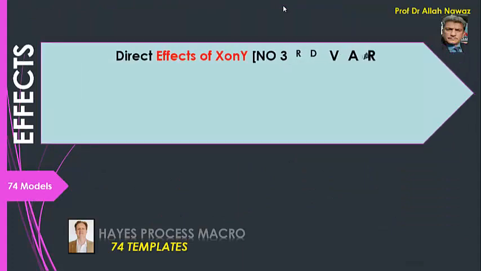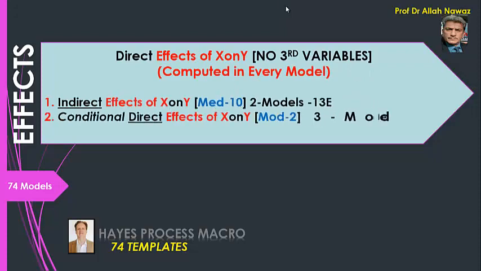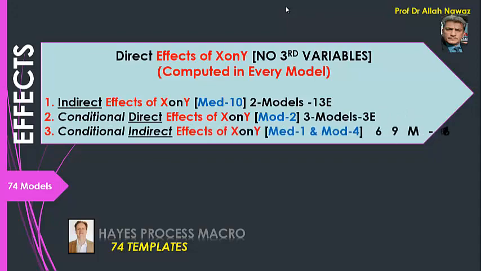According to the effects, we can classify the models, or the processes undertaken in different models, into indirect effects of X and Y, conditional direct effects, and conditional indirect effects. You can see that I have placed direct effects of X and Y on the top, and it is not included in these 3 categories, in the sense that indirect effects are only possible when the direct effects are already there.